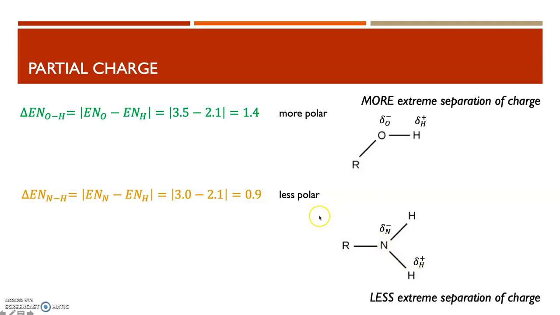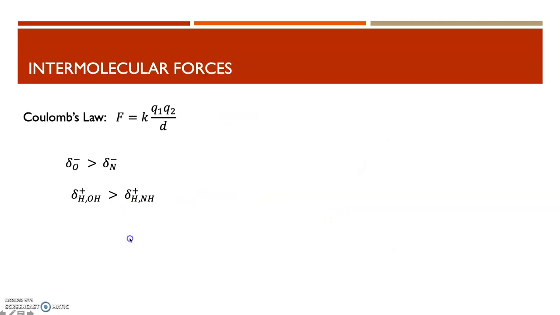So what does this have to do with anything? If you remember Coulomb's Law, the electrostatic force is equal to a proportionality constant times the charge on one particle, the charge on the other particle, and the distance between them. So these partial charges that we just talked about on oxygen and hydrogen and nitrogen and hydrogen, those are charges. We can think of those as the charges that would go into Coulomb's Law.